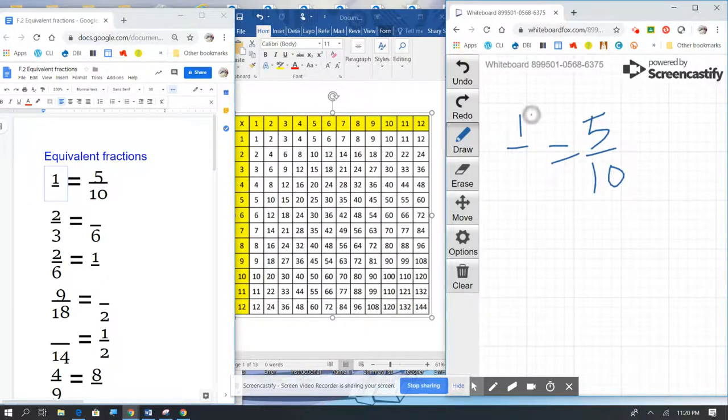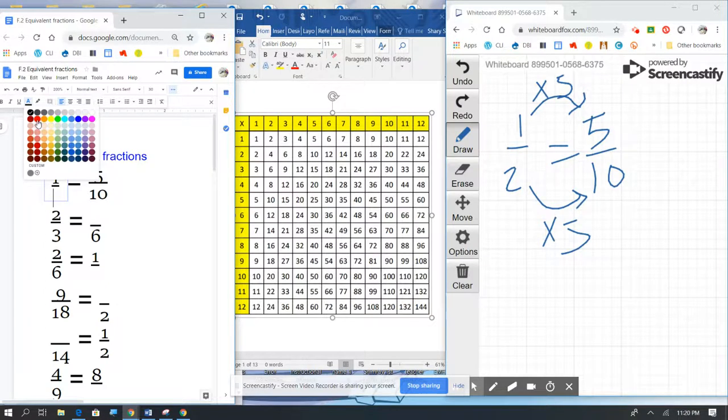So we know from here to here means what? It's multiplied by 5, right? So here had to be what? Multiplied by 5. So what times 5 equals 10? So it had to be 2. Therefore, the answer here is 2.